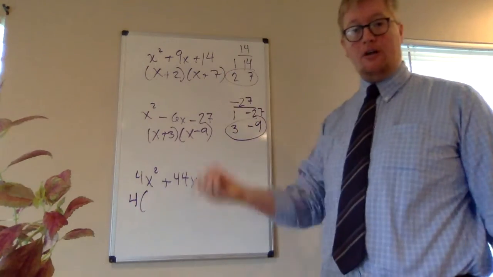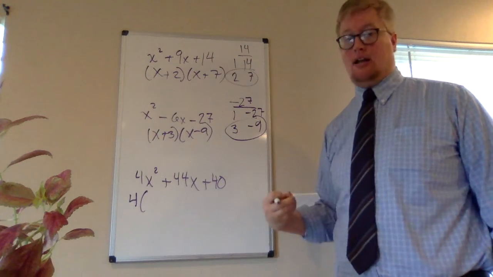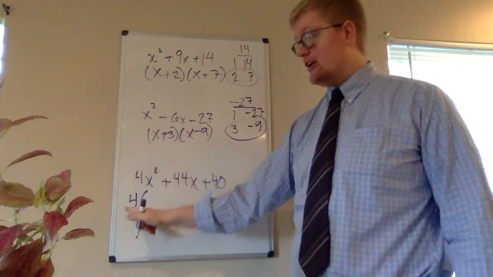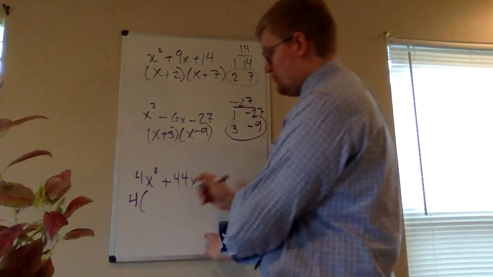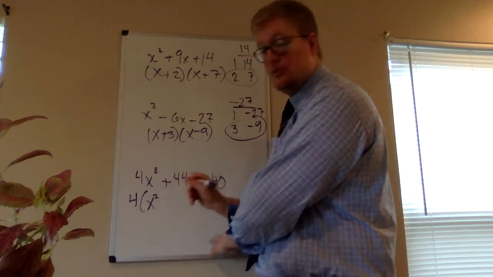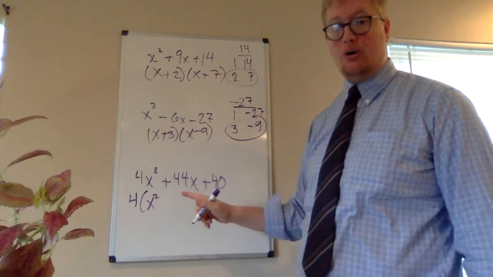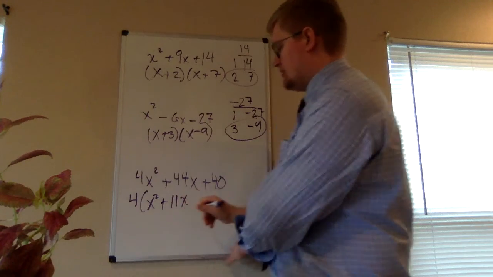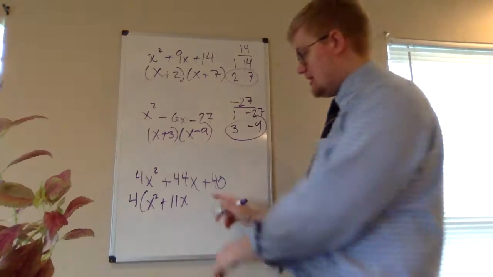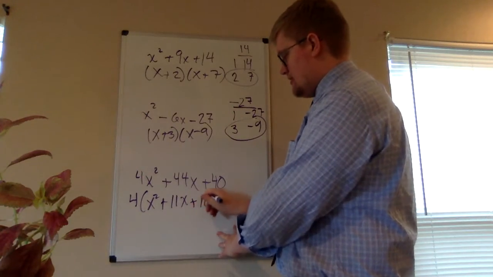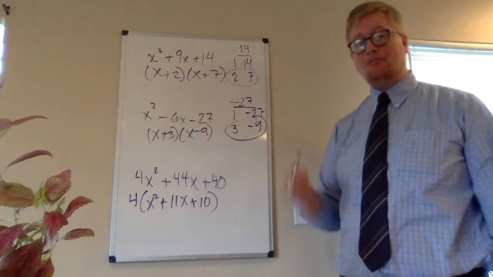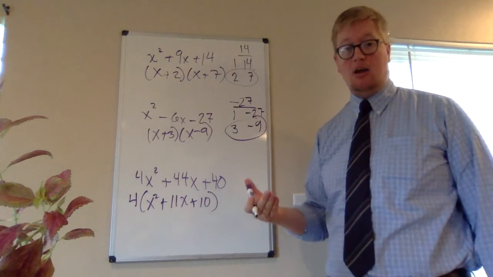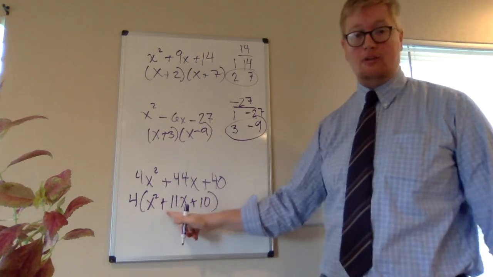I pull it in front of a parentheses, and then I start dividing. I fill that parentheses by dividing out a 4. 4 divided by 4 is 1, so I'm left with just x squared, because I didn't mess with the x's at all. 44 divided by 4 is 11, so I'm left with plus 11x. 40 divided by 4 is 10, so I'm plus 10. And from here, I factor using a times c. I factored out the greatest common factor, and now I'm going to factor using a times c.